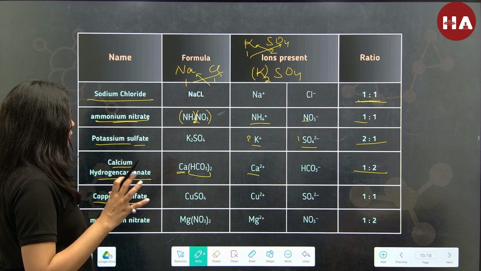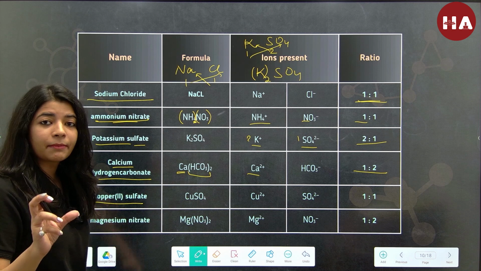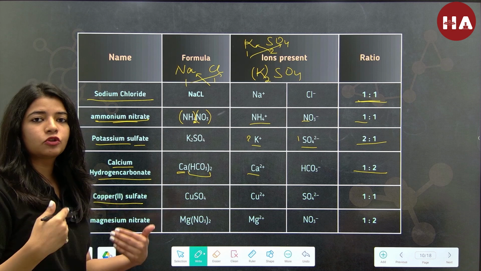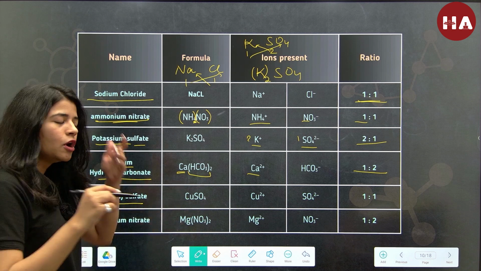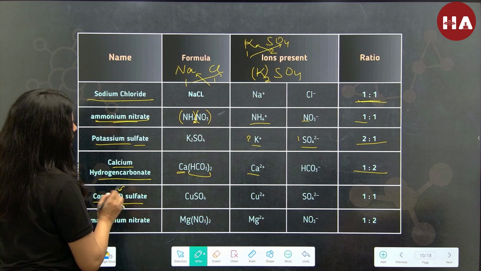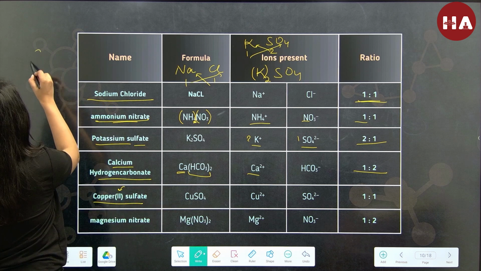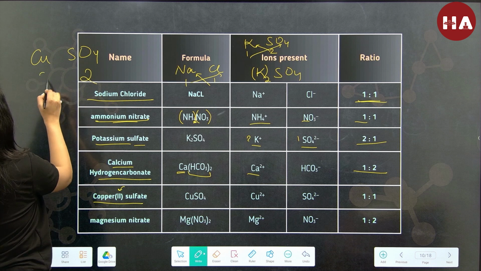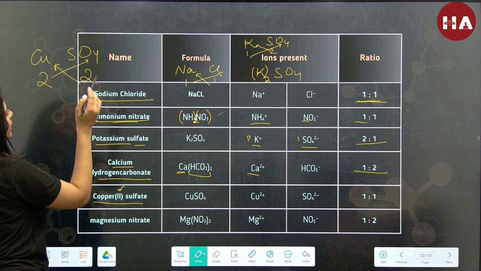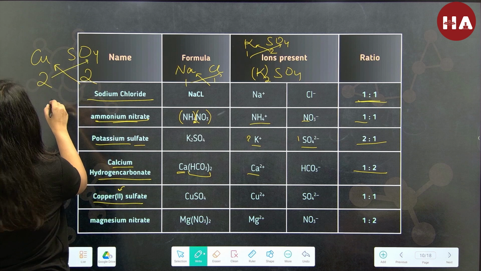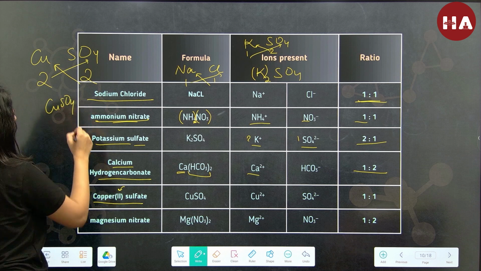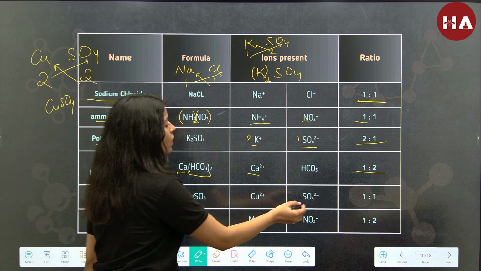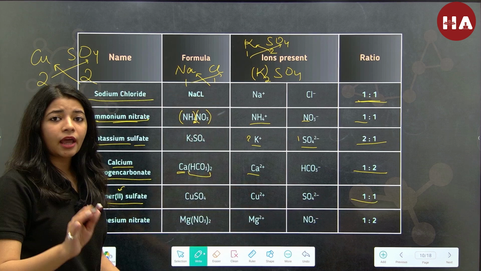Next is copper(II) sulfate. Here they have already mentioned the valency of copper, which we need to consider, which is 2. Okay, in the bracket they have mentioned 2, so we are going to take this as 2 only. So copper, and this is sulfate. Sulfate is 2, copper we have to consider 2. When we crisscross this, it will cancel out and this will give me CuSO4. Hence I can say that they are present in 1:1 ratio. Right, I hope this is clear.